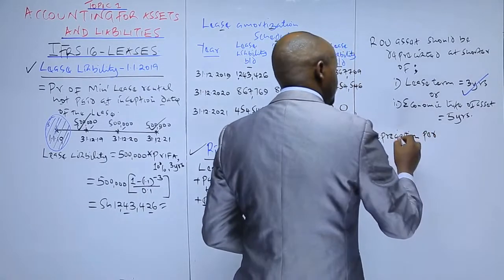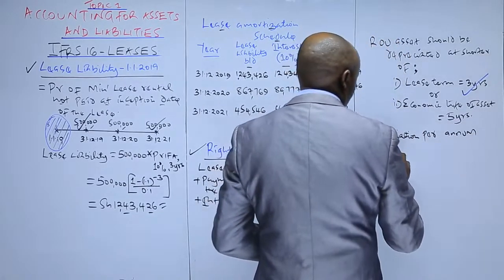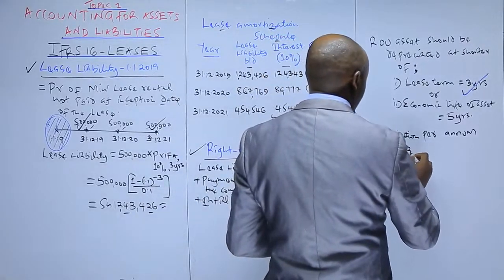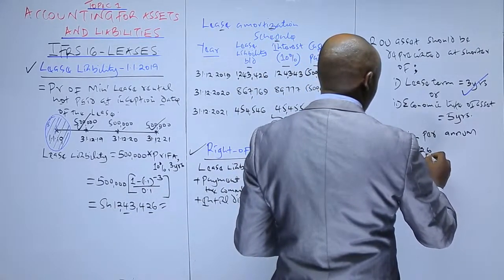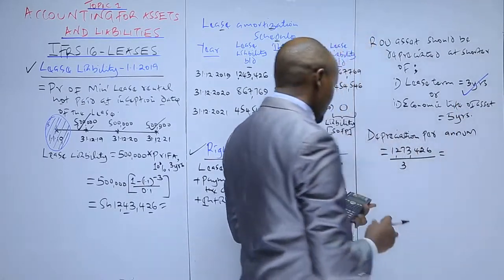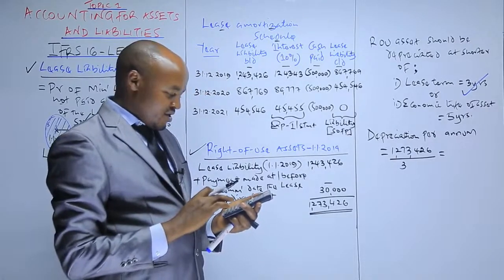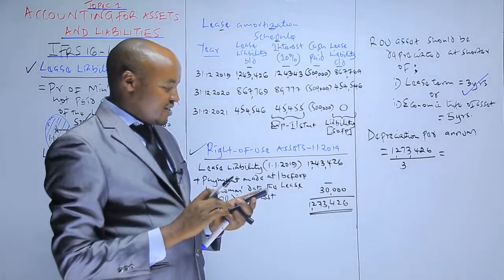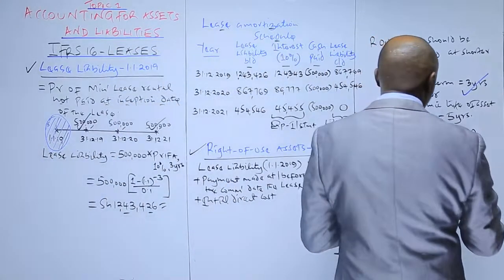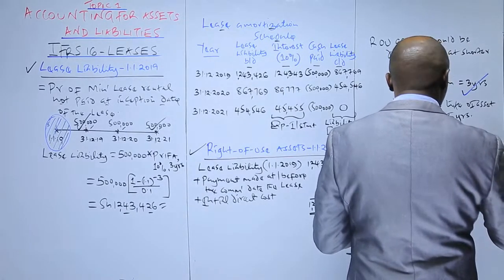per annum of this right of use asset, we take the amount for initial recognition, which is 1,273,426, and then we divide that by 3 years. That will give us the amount to be recognized as depreciation in each of those 3 years. So 1,273,426 divided by 3 will give us annual depreciation of 424,475.